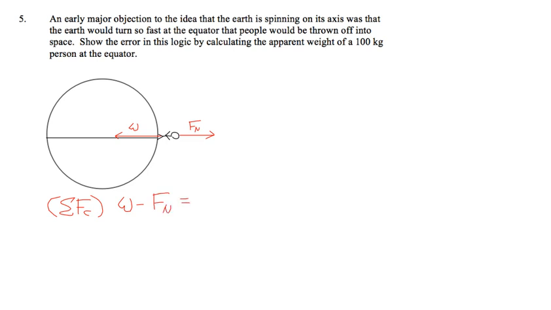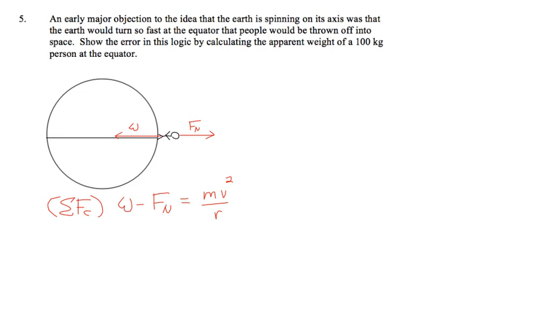equals, now it's going to equal either mv squared over r or mr omega squared. If the unknown in the problem was the r, I would put mr omega squared. If I knew the angular velocity of the Earth's rotation in radians per second, I would use mr omega squared. But if those two situations do not apply to this problem, I would prefer to use mv squared over r. Anytime I can avoid the radian unit, I'm going to avoid the radian unit.